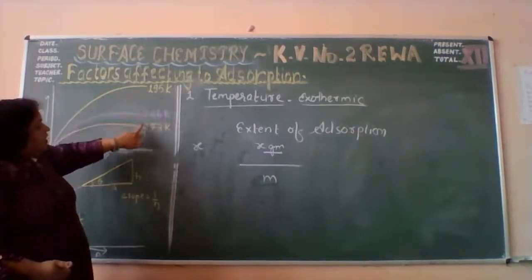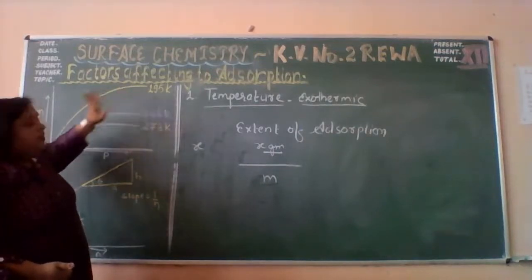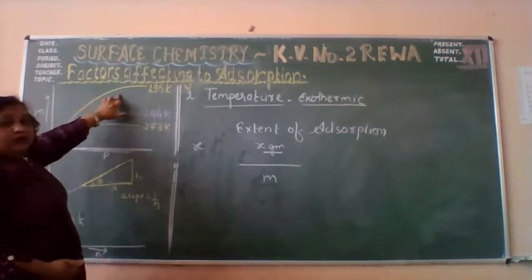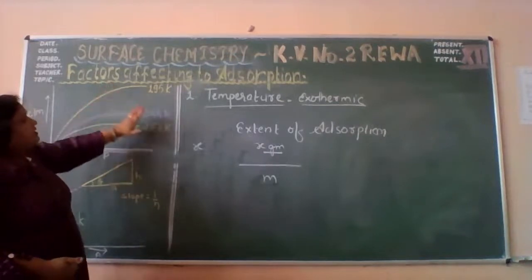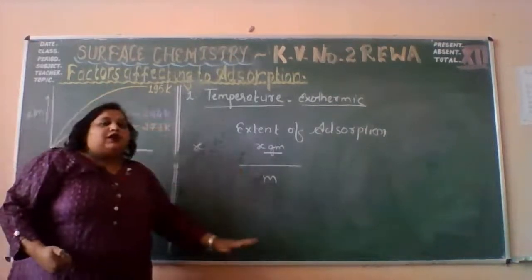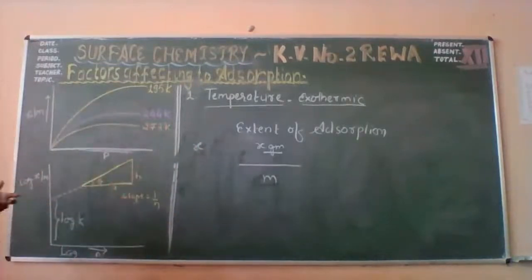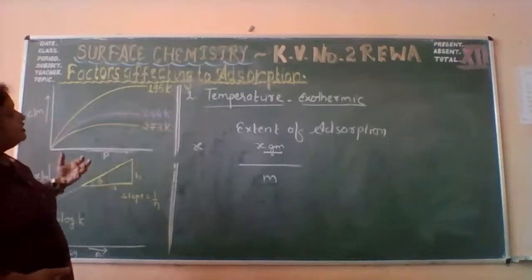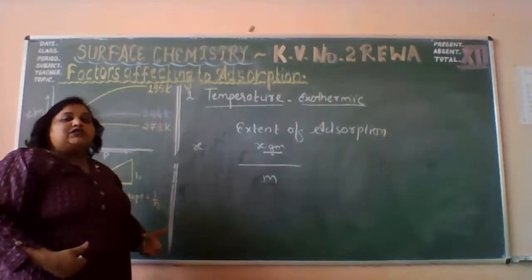I think you all can see that 195 is the lowest value of the temperature that is written over here, and for this the X upon M is the highest. So since it is an exothermic phenomenon, as you are going to heat the system, you will find that the adsorption process is reversed. Desorption takes place.